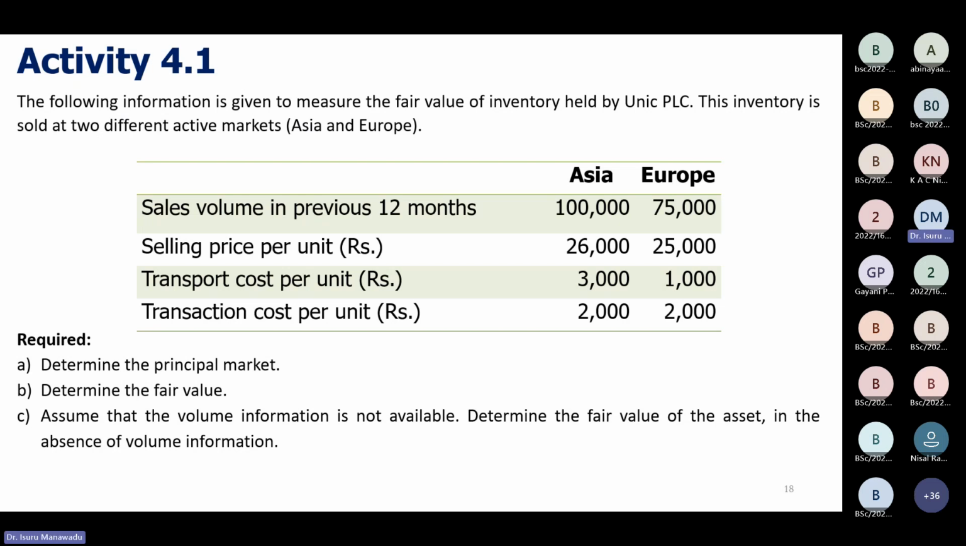Now do this calculation quickly. There are two markets, Asia and Europe. Volume has been given. Selling price, transport cost, and the transaction cost are given. I will give you two or three minutes to write the answer.